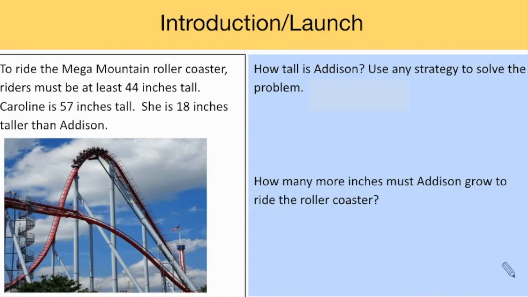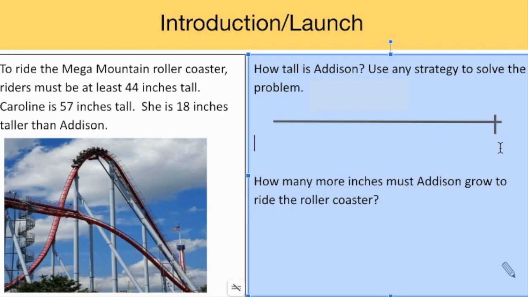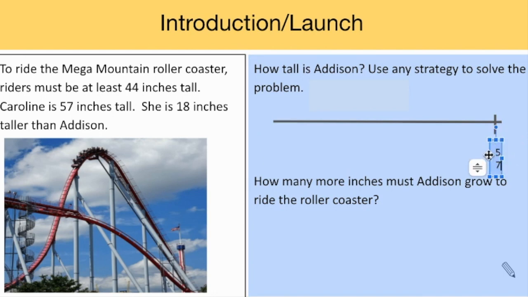I'll show you. All right, so again, let's begin by drawing a blank number line. I'm going to make it a little thicker. And then I'm going to start this time from the right because I know that the larger numbers live on the right-hand side of the number line. Okay, so I'm going to insert a text box with the number 57, that is Caroline's height.